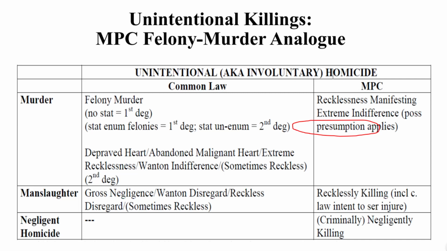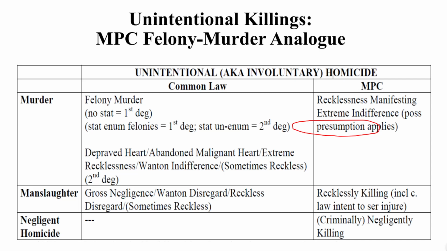Some important points to keep in mind about Model Penal Code 210.2(1)(b). The government doesn't have to rely on the presumption. It could prove that the defendant acted recklessly, and it could prove, based on the facts, that the defendant manifested extreme indifference. The government may rely on the presumption, but it does not need to. But in any event, both elements must be proven, either with or without the presumption.